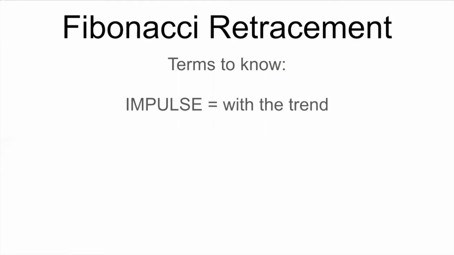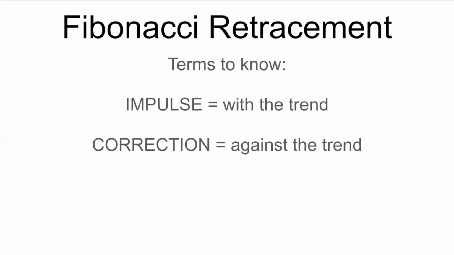Impulse means with the trend and correction means against the trend. So if I say impulse, all that means is a movement that's going with the trend. And when I say correction, that means a movement that's going against the trend. So there are some behaviors to take note of, and this is how we actually make money using the Fibonacci retracements.